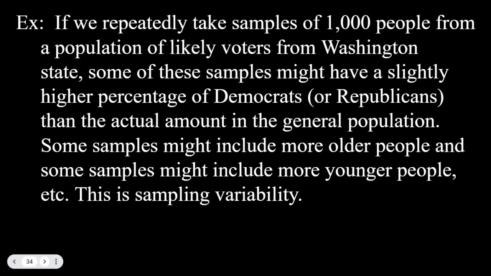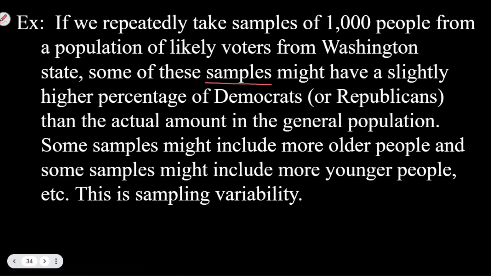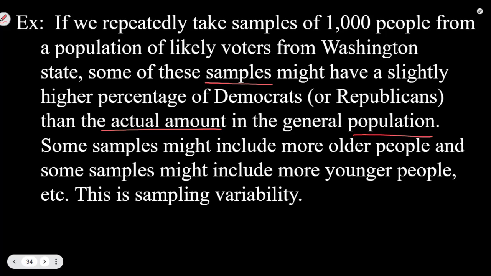So, for example, if we repeatedly take samples of 1,000 people from a population of likely voters from Washington State, some of these samples might have a slightly higher percentage of Democrats or Republicans than the actual amount in the general population. So again, the variation comes when the samples differ from the actual amount in the population. That is the variation.